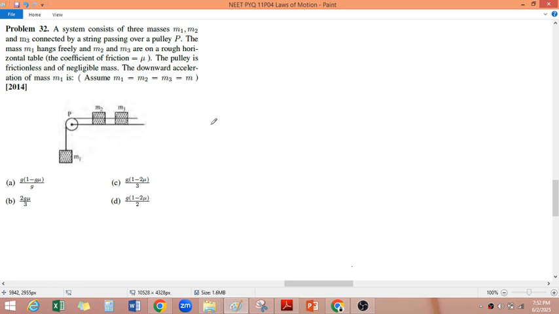So 32. So there are three masses. One is hanging, right? The other two are on the table. So rough horizontal table, which means there is some friction. So that is your mu. Friction is the mu. So let's see how we can do this problem.